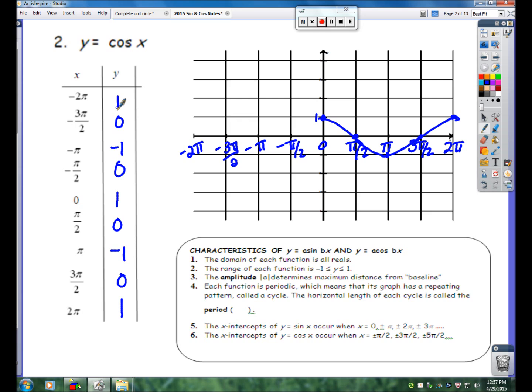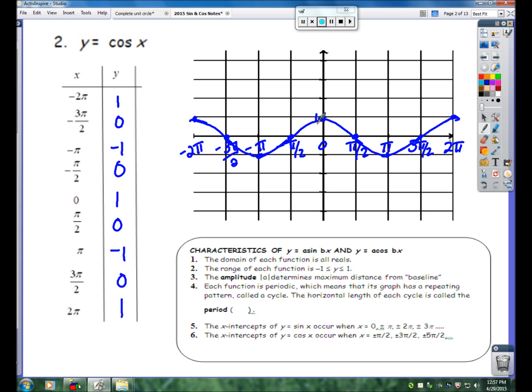All right, so let's graph that pattern. So at negative pi over 2, we're at 0. At negative pi, we're down at negative 1. At negative 3 pi over 2, we're at 0. And at negative 2 pi, we're up at 1. So that's going to be another period. And here again, make sure they're curves.